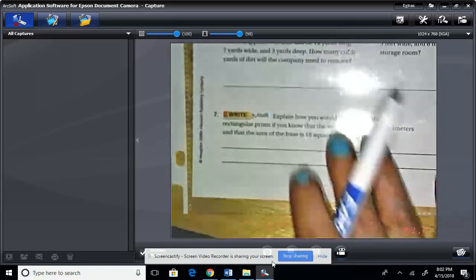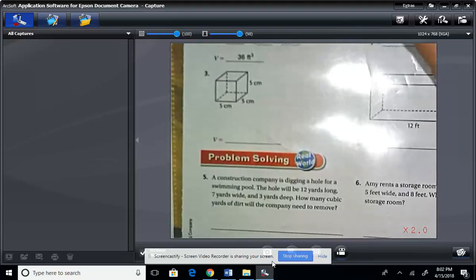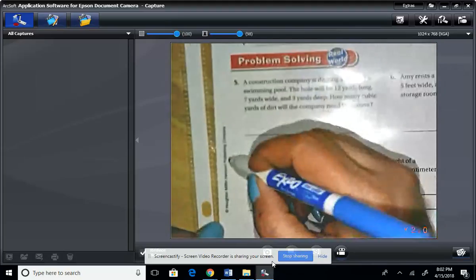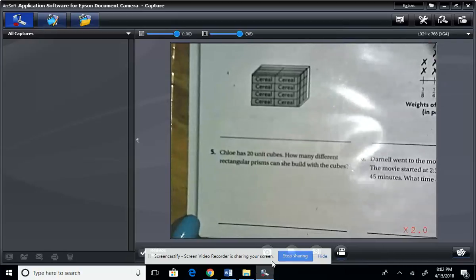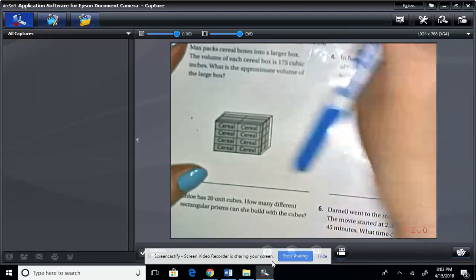We'll skip this page. I would like you to do all of this page except number 7, and 1 or 2, and all of the bottom. So length times width, not 2. Once you understand the formula, you're great.